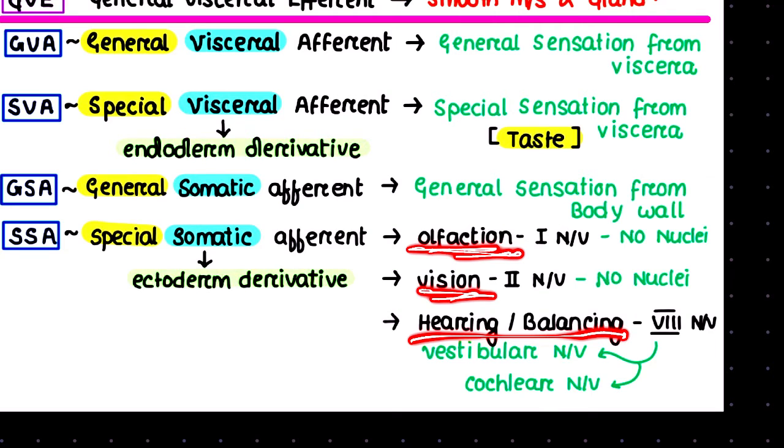Now talking about olfaction and vision, these have no nuclei. They will directly send their impulse through nerve fibers. They do not have a collection of cell bodies within them. So olfaction and vision, or cranial nerves 1 and 2, have no nuclei. But our hearing and balance are done by the vestibular nerve and the cochlear nerve, the vestibulocochlear nerve. These have nuclei, that is the vestibular and cochlear nuclei, right?